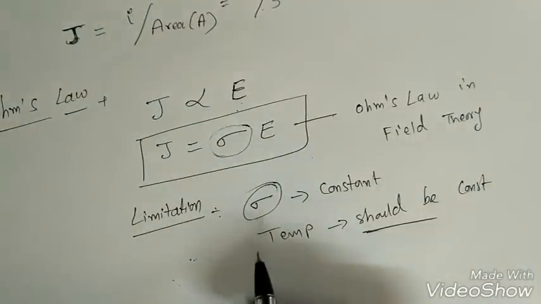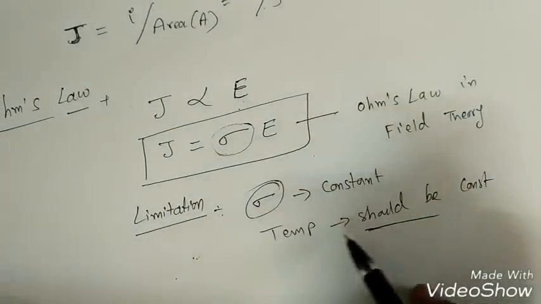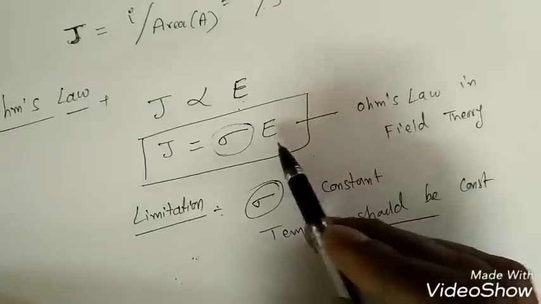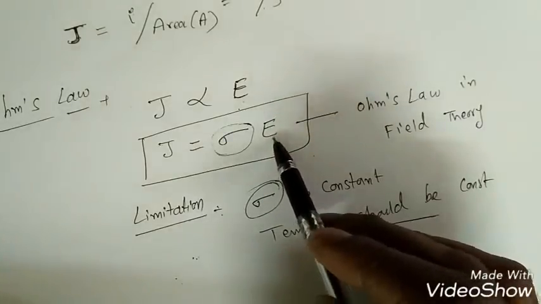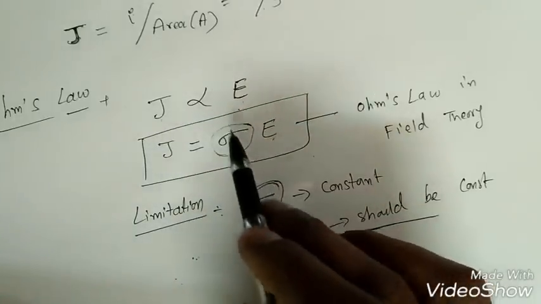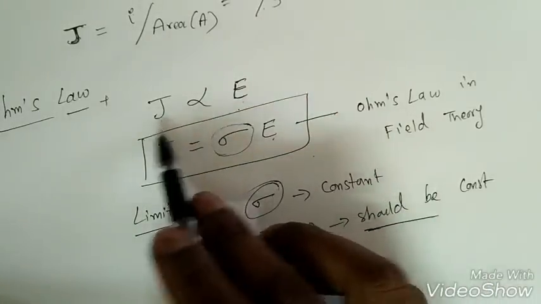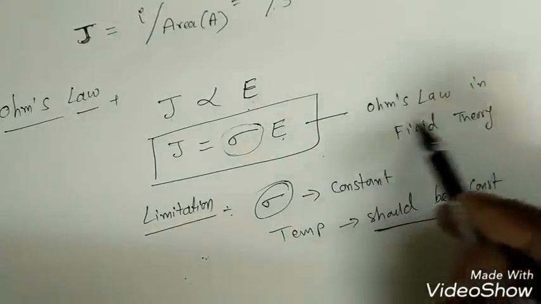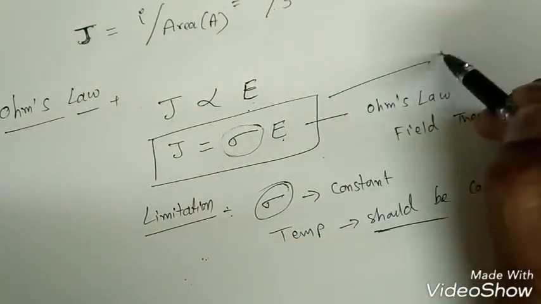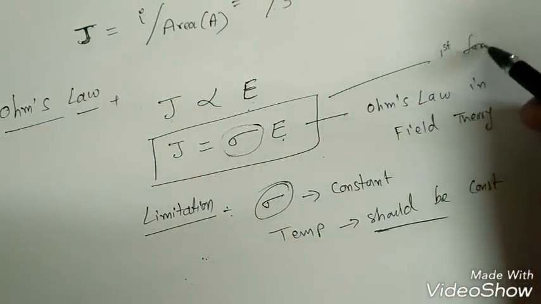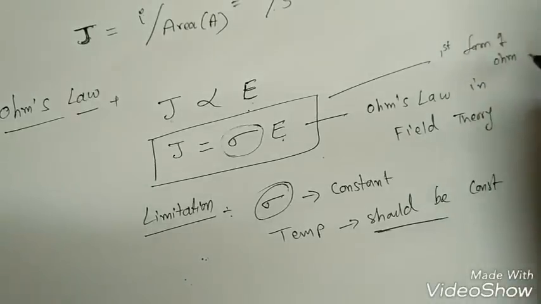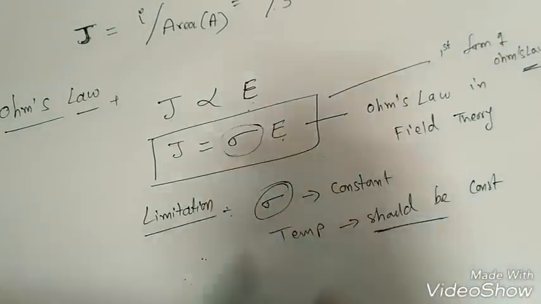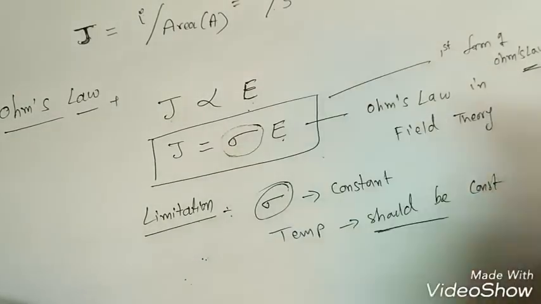So the Ohm's law statement is like this: when the temperature is constant and you apply an electric field, the current density also increases proportionally. So that is the Ohm's law statement in field theory, right? We can say this is the first form of Ohm's law in field theory. So J is equal to sigma into electric field E.